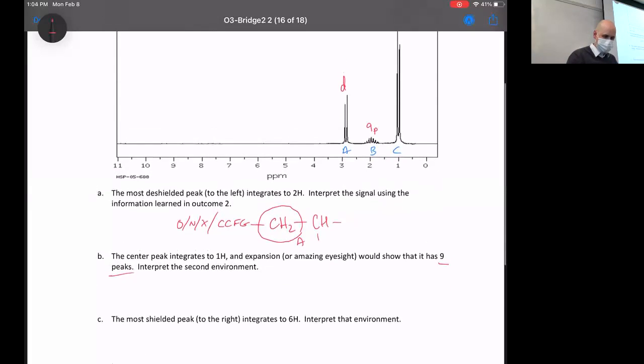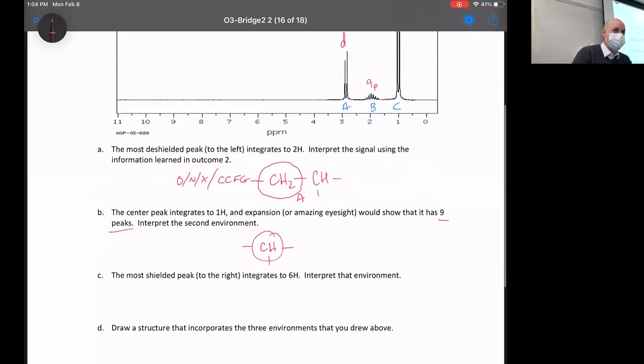All right. Let's move over to that central one. This one has the most information right here. It integrates to 1, so it is a CH. And it has 9 peaks. So the integral is going to be clear and for sure. The splitting is going to be clear and for sure. The chemical shift is something that there's a lot of ways to justify. But 9 peaks, what does that tell you? Right, and how could we do 8 hydrogen neighbors? There's only one way.